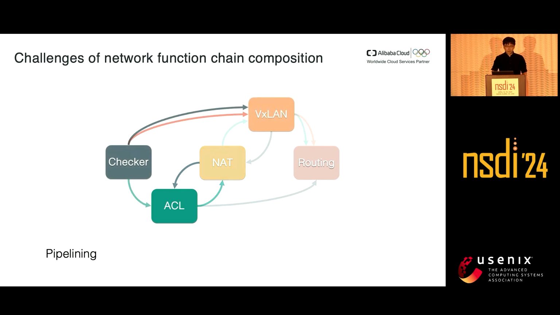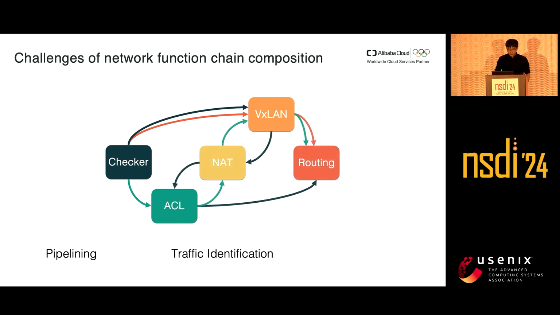So the second one is, since this is a merged graph, different packets are going to traverse different paths. So one packet may first go to a checker and go to the VXLAN. The other one may need to go to the ACL. But from the programming abstraction, we never know, because those are separately defined network function chains, we don't know how to identify the packet. Therefore, we need to identify the packet ourselves.